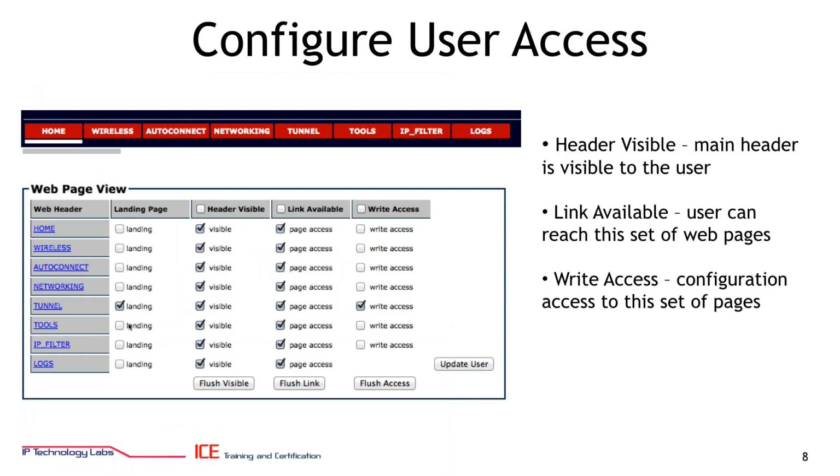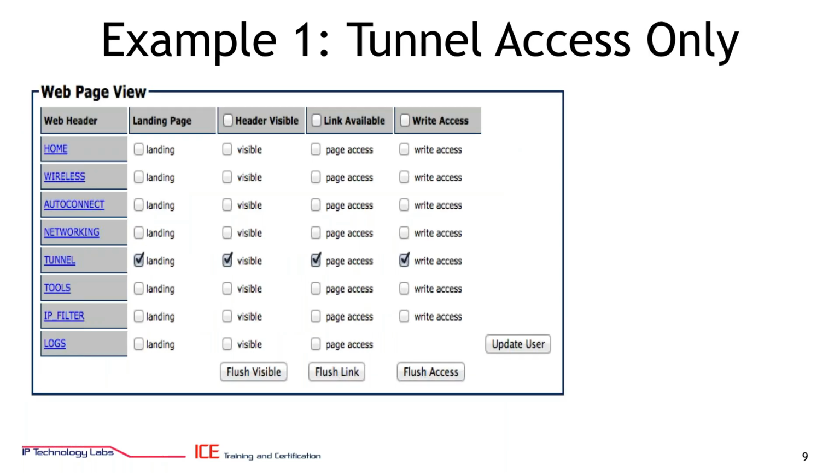So I can set up a user where he logs in, he lands on the tunnel page, headers are visible, links are visible. He has write access to the tunnel page, but read access to everything else. And by setting this up, all of my links and everything are visible across the top of the page. And I'll show you a configuration where those are gone.